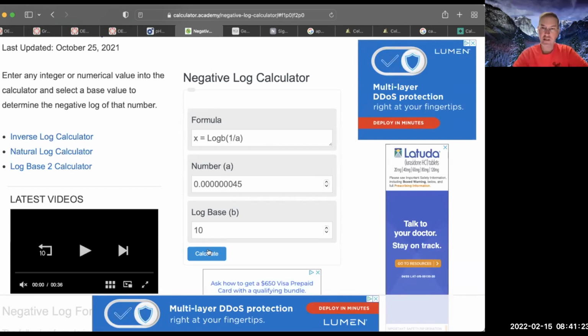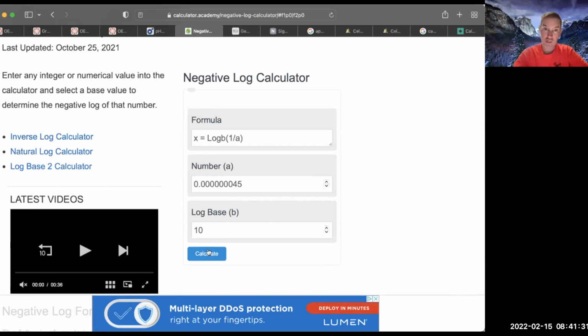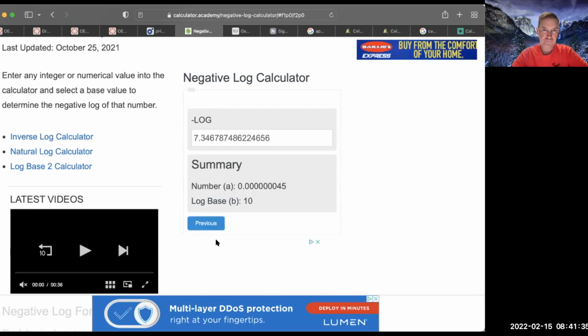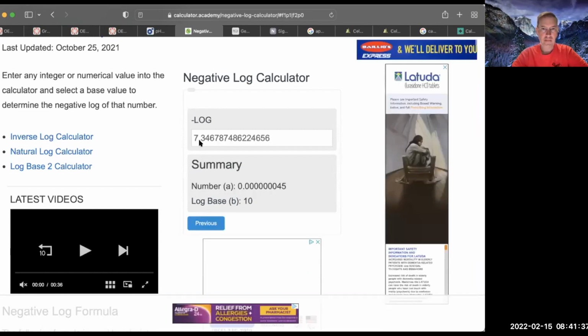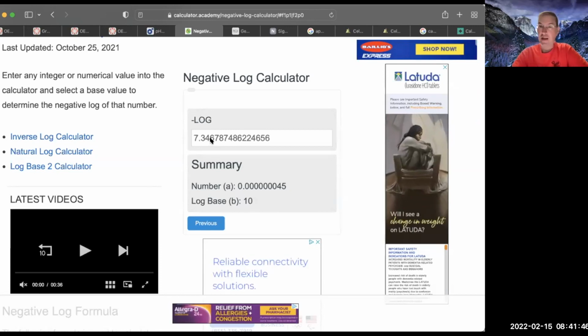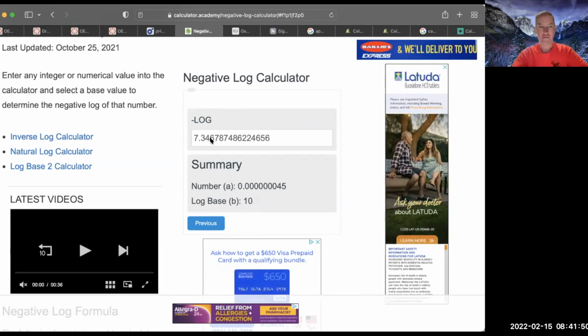If pH is the negative logarithm of the molar concentration, then if I take the negative logarithm of that molar concentration, I should get that original pH back. So I'm just going to hit calculate. And there you go, 7.346. But because I rounded, it's a little off, but we can round that up to 7.35. And that gives us back the original pH. So the math does, in fact, work out there.